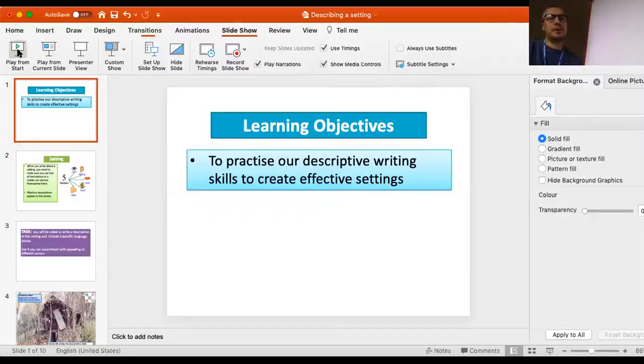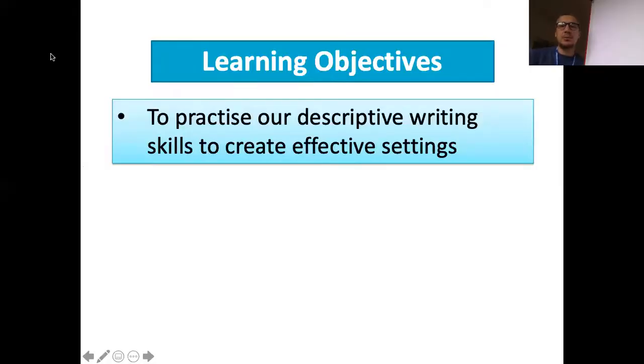Right. So to practice our description writing skills to create effective settings, what that basically means is tell me what you see and make it a bit more interesting. So we're going to be writing about the two frogs. Now, the two frogs are clearly next to lily pads. They're in a lake or a big pond, and it's out in the wild. So I'm going to say it's probably in the woods.